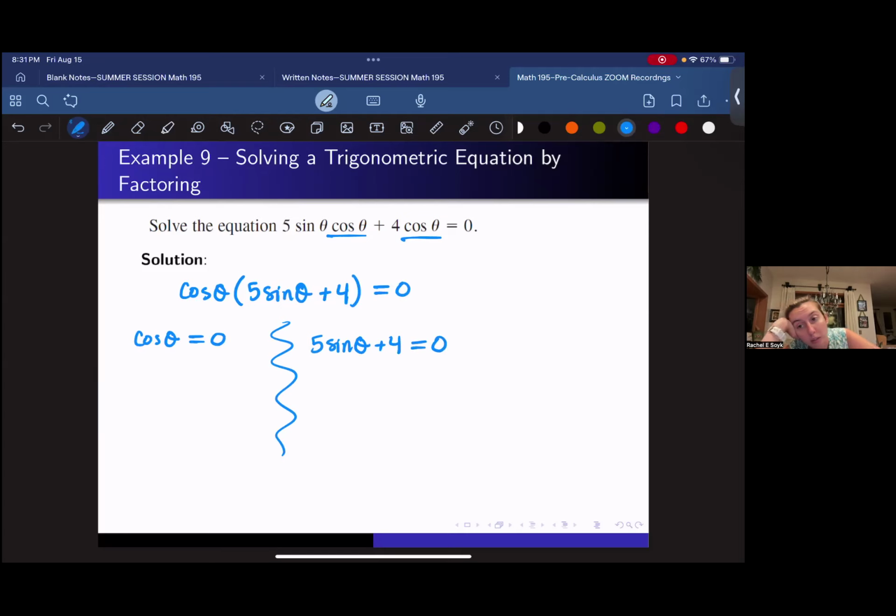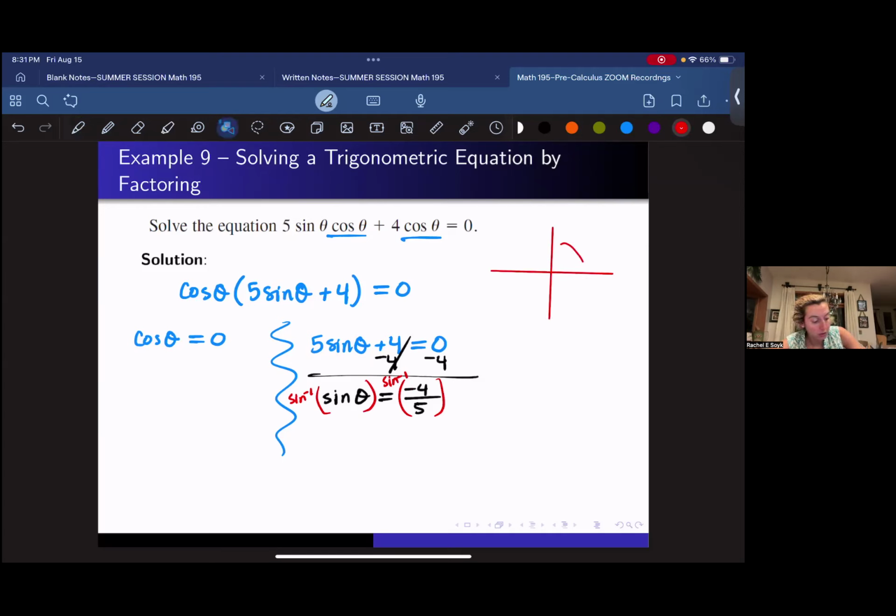So we're going to have to use a calculator for that side. Which means if we end up subtracting 4 and then dividing both sides by 5, we're looking at our sine of theta is equal to -4/5. So utilizing our knowledge of our inverse sines here. And again, I'm going to keep this in terms of degrees. We're looking at negative sine values here, so third and fourth quadrants only.